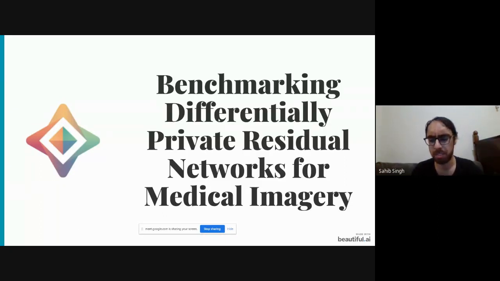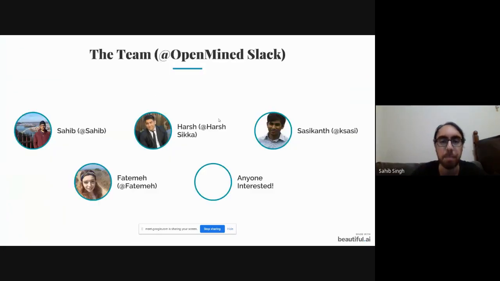Is my screen visible? It is. Okay, yeah. So I'm going to talk about my project where we benchmarked a couple of differential privacy mechanisms for medical imagery. We'll be particularly talking about local DP and DP-SGD on this. So here's the team: me, Harsh, Shashikant, Fatemeh. Shashikant did most of the engineering work and he's been a brilliant contributor. He's worked on hard deadlines, so I specifically recommend him.